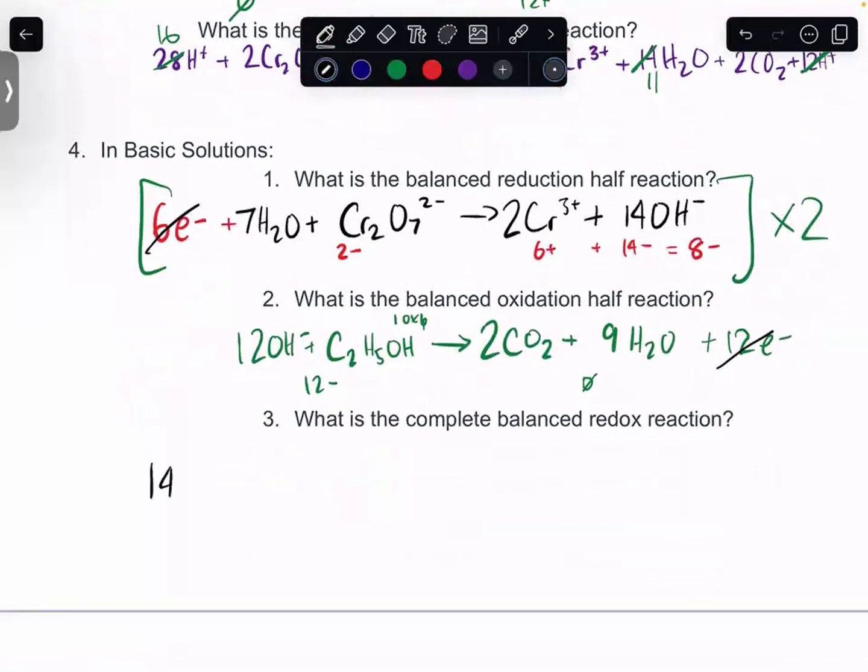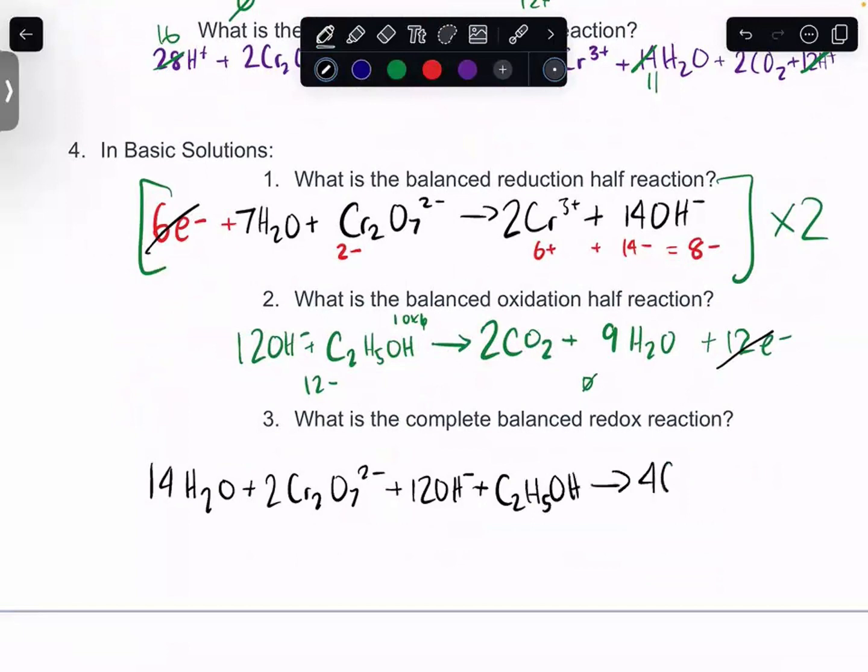And I'm going to add 14H2O plus 2Cr2O7 2 minus plus 12 hydroxide minus plus C2H5OH, and that is our reactants. Our products will be 4 chromium ions, 3 plus, 28 hydroxide ions, plus 2 carbon dioxide, plus 9 H2O.